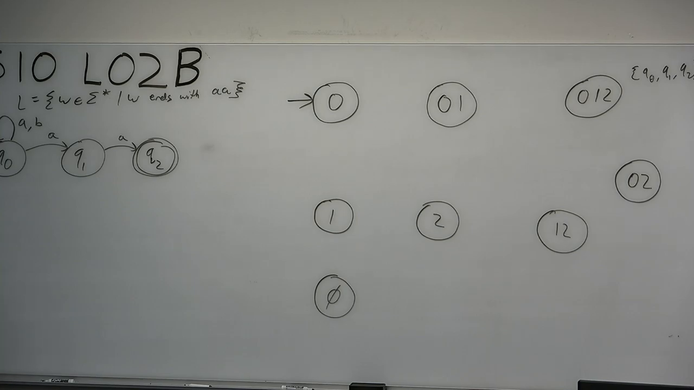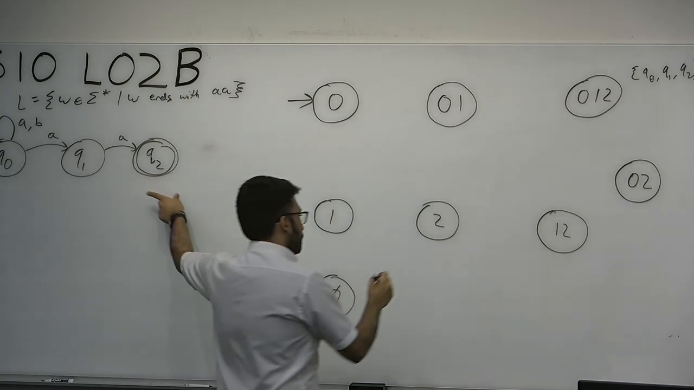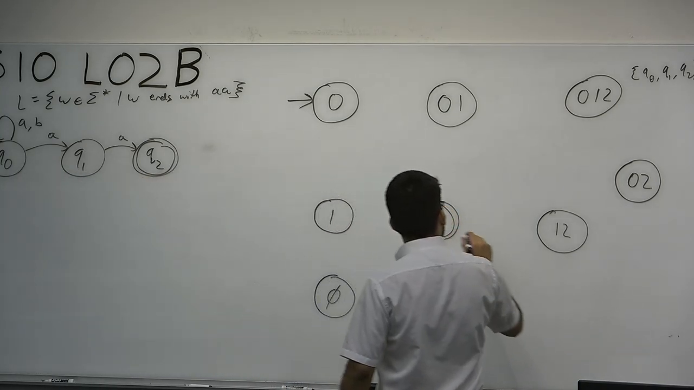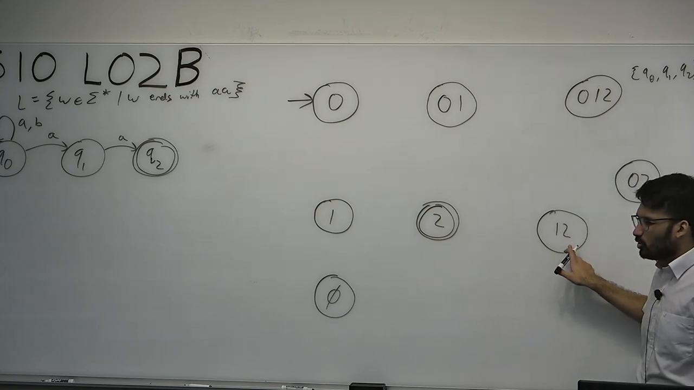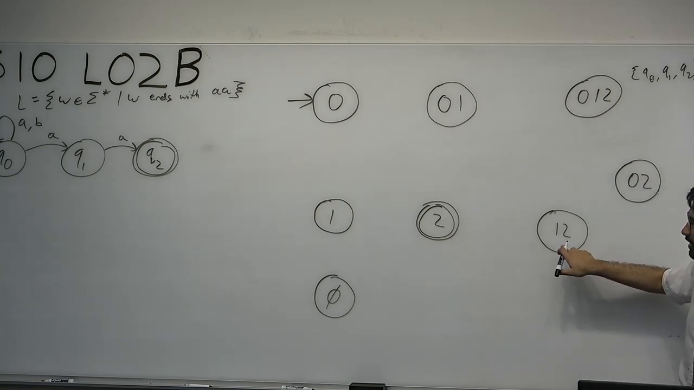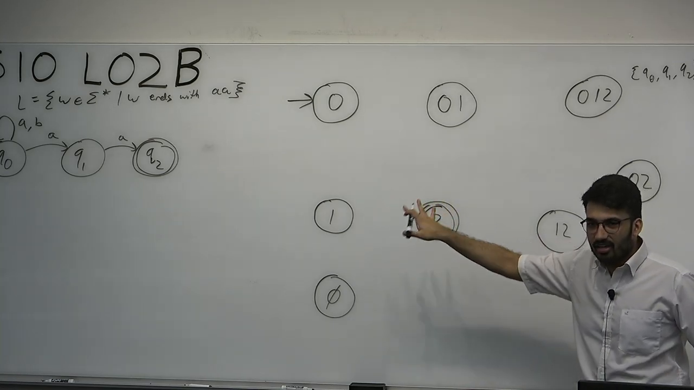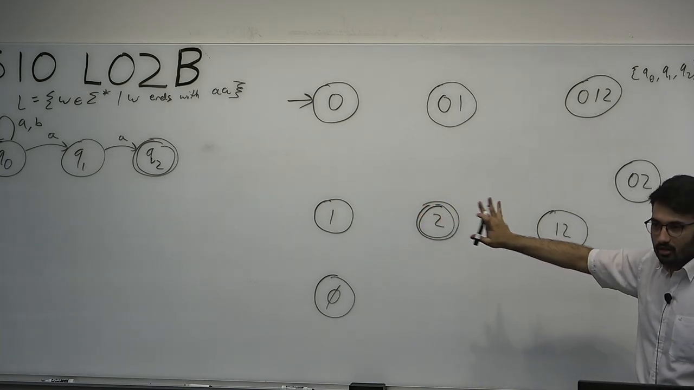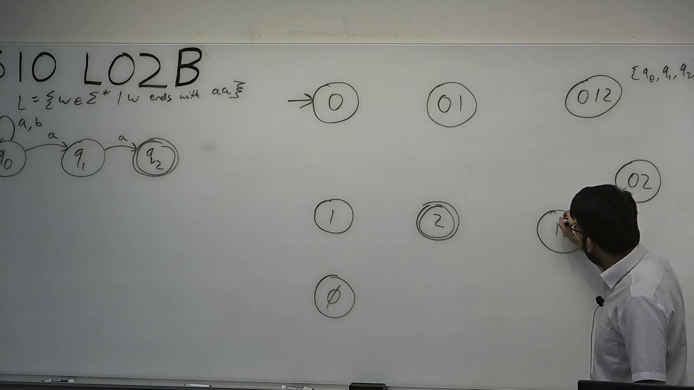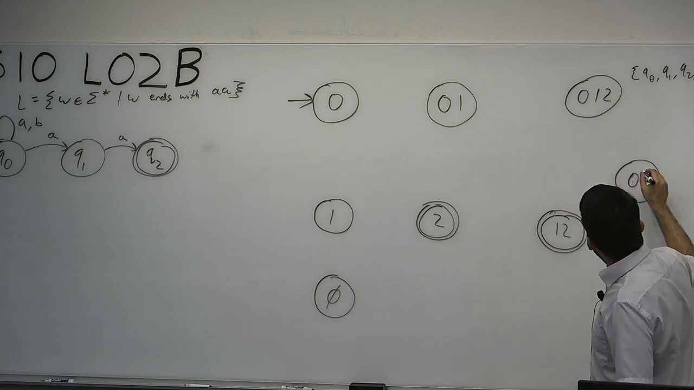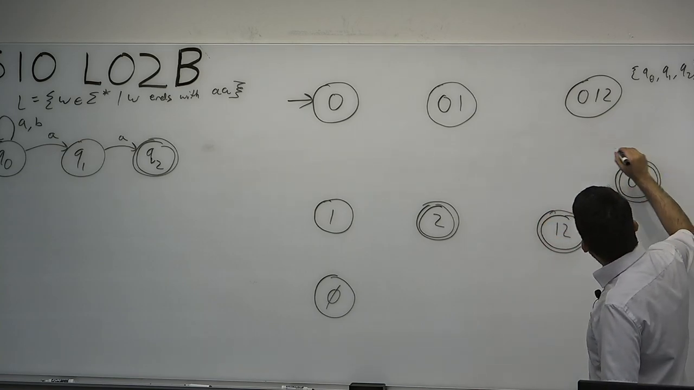Anything that has Q2. Yes, exactly. So Q2 is going to be a final state. But so will Q12. And recall the state 1-2 basically corresponds to as if you were in the NFA in both Q1 and Q2 only. Just both those states at the same time. Same thing with 02 and 012.